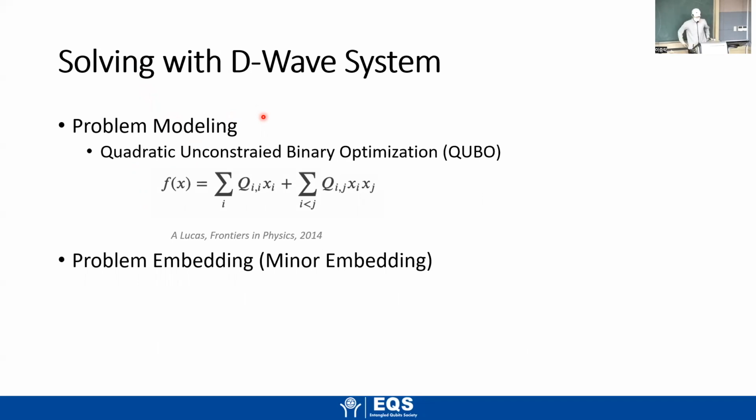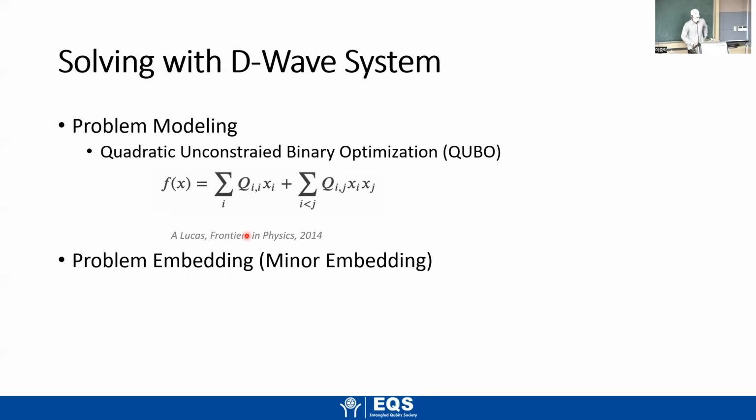The first is problem modeling. In order to use the D-Wave system, you first need to model your problem as a quadratic unconstrained binary optimization problem. This is a basic QUBO model, and it looks very similar to the Ising Hamiltonian that we just saw. There's also a technical review by Lucas, which gives a very general and broad idea of how we can transform or formulate various problems into the Ising model or QUBO.